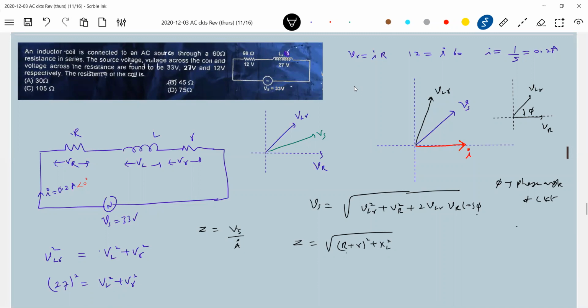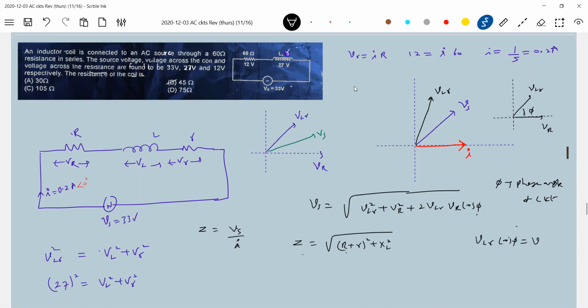Capital R we know, Z we know, XL and r are unknown. Sir, instead of that, after finding cos phi, we can write VR equal to VLR cos phi. From there also we can get, sir. That is easier. Okay, that one. Cos phi is equal to, no, VLR cos phi equal to VR. Small r, capital R, no?